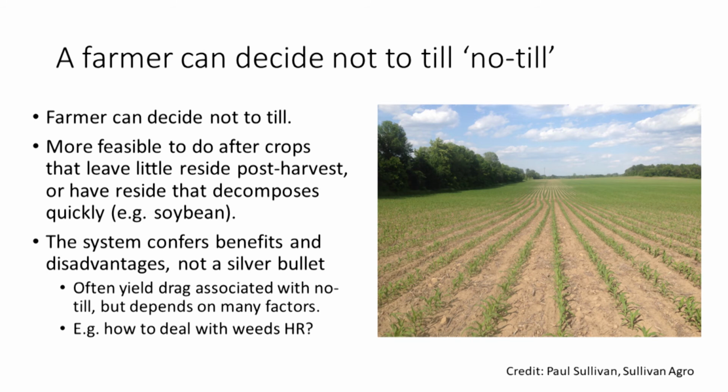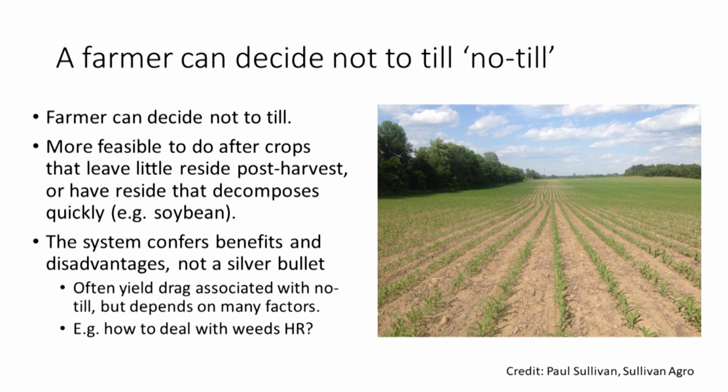Now, some farmers are strategically no-till, or I would say tactically no-till rather. They will till or not till depending on the crop. So it's easier not to till in the fall after crops that leave very little residue after harvest, or if they have residues that decompose very quickly. A great example of that is any legume like your soybean or dry beans. So they will technically produce quite a bit of residue. Soybeans, for example, are going to start producing residue even before they're harvested, as those leaves fall off and drop to the ground. But because it's a legume, it has a very low C to N ratio compared to cereals.